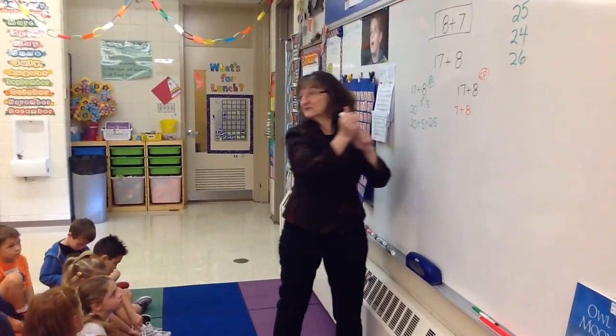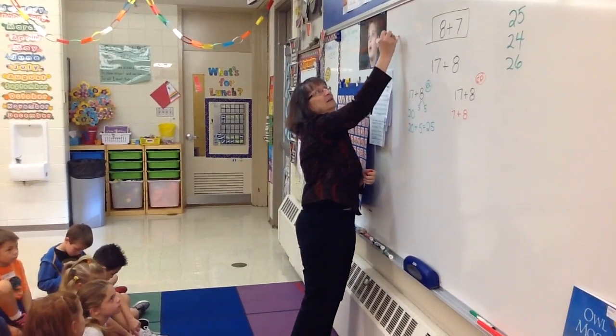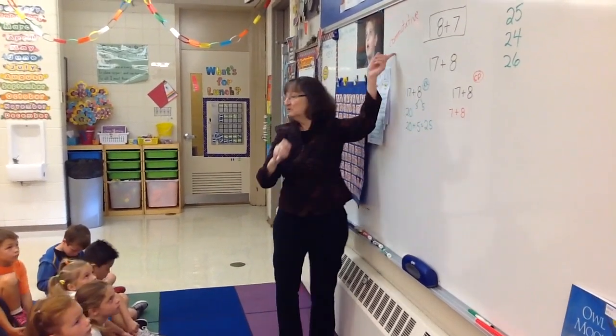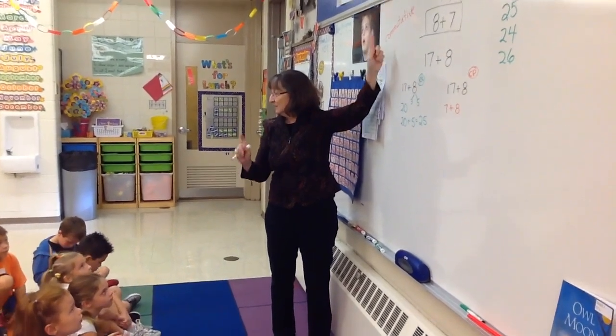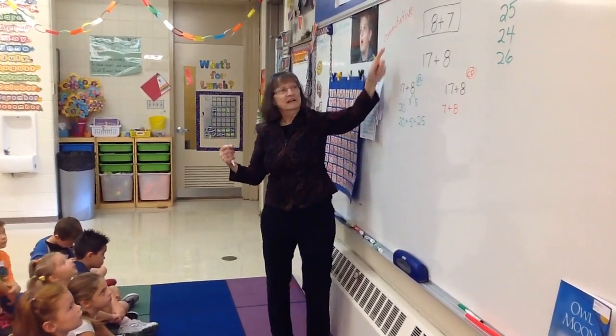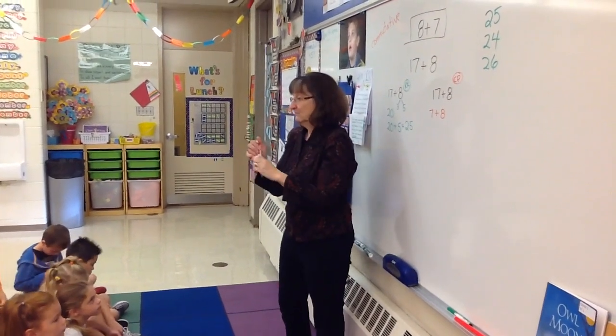When all we do is switch the order, it's something called the commutative property. Commutative property. Try it. Let's try it again. Commutative property. Good. That means we can switch the order, right? And it doesn't make any difference.